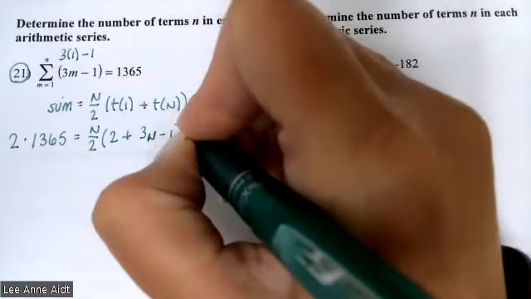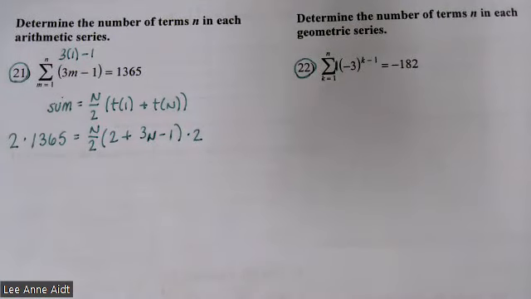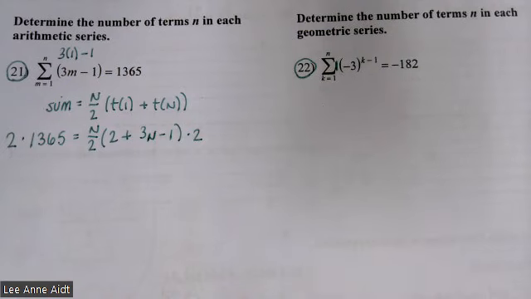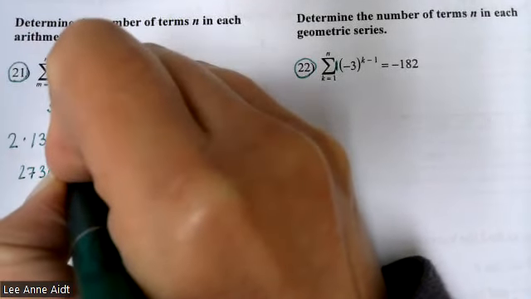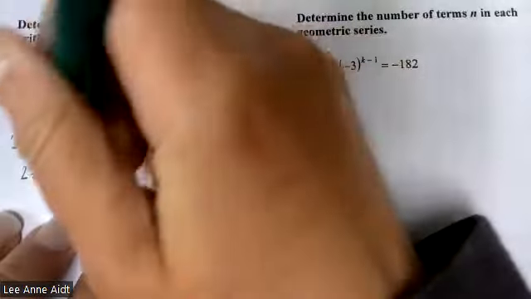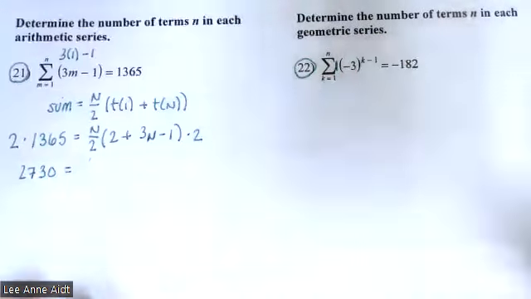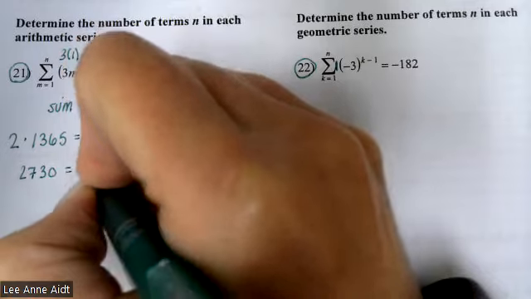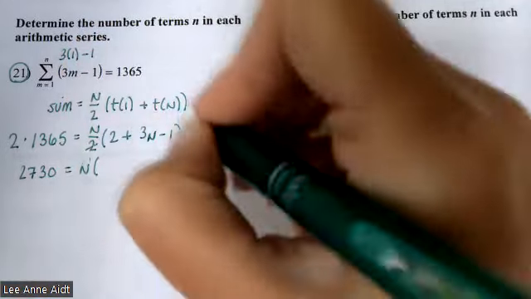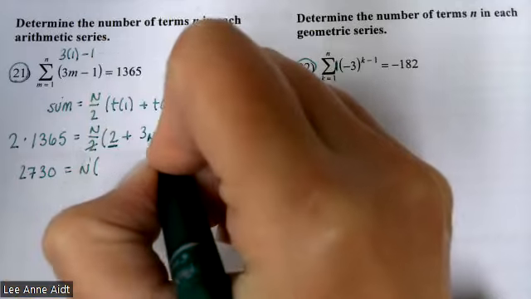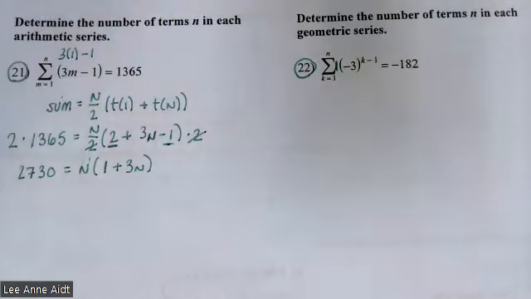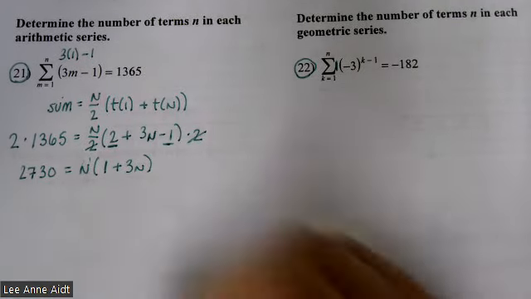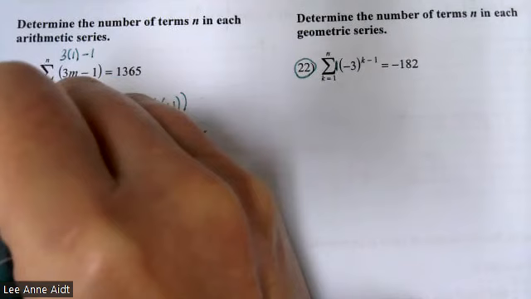I'm going to times by 2 on both sides. Okay, these cancel. And then I'm going to combine this and this. 2 minus 1 is 1. So 1 plus 3n. Distribute.